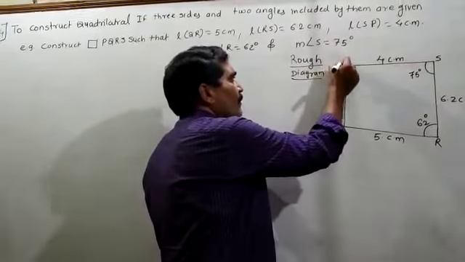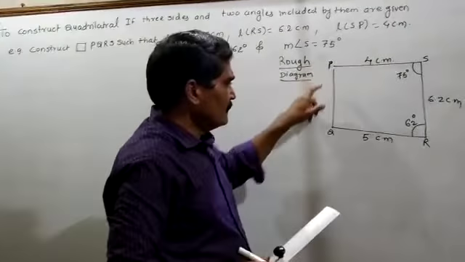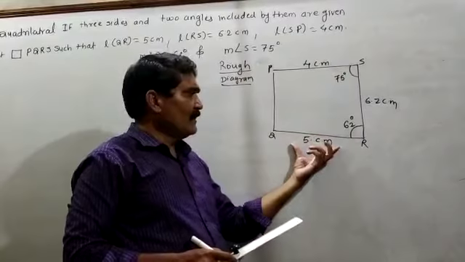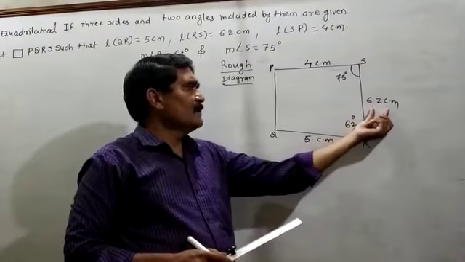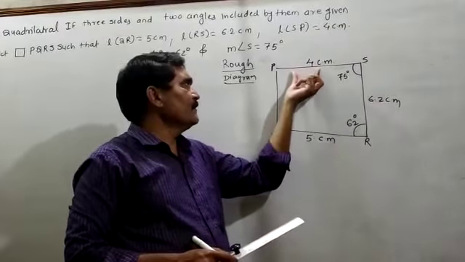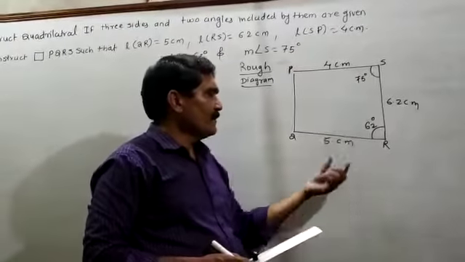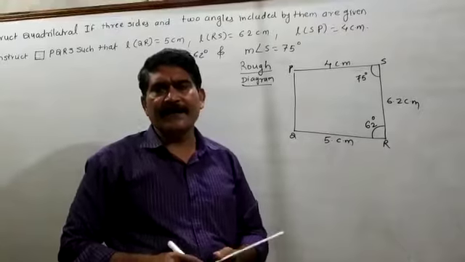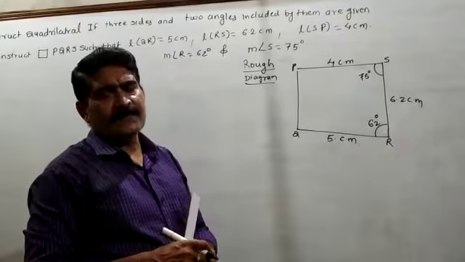Here you have to draw one quadrilateral like this. You have to give the name PQRS. This QR is 5 centimeter. This SR is 6.2 centimeter. This PS is 4 centimeter. This angle R is equal to 62 degree. Angle S is equal to 75 degree. And from that you have to construct the quadrilateral.